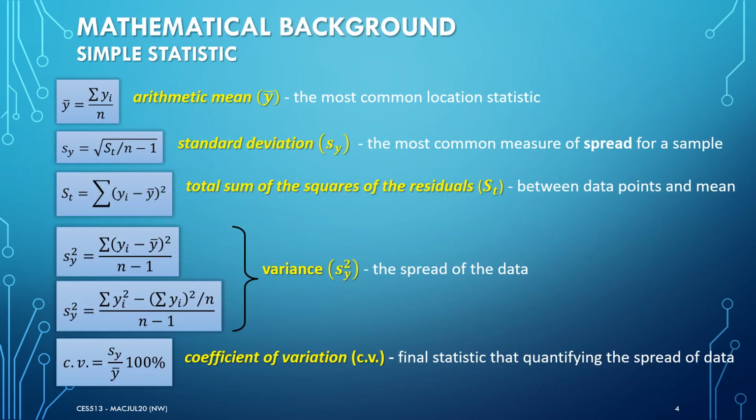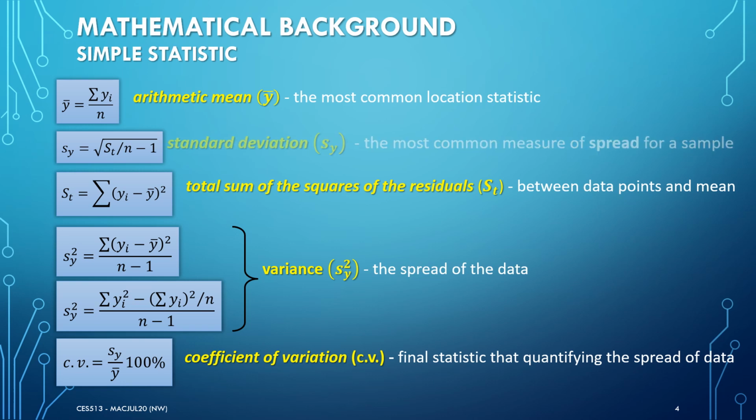Okay, before going any further in this topic, I would like to bring you back to the mathematical background of simple statistics. You may skip this part if you think that you still have a strong memory of simple statistical parameters. Okay, so the first one is the arithmetic mean, which is the most common location statistic. The arithmetic mean of a sample is defined as the sum of individual data points divided by the number of points.